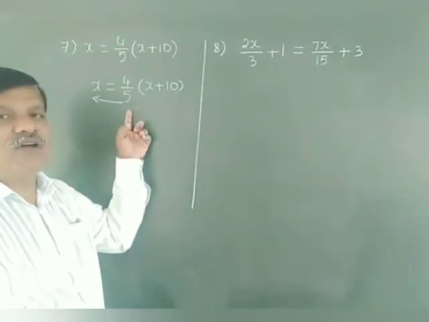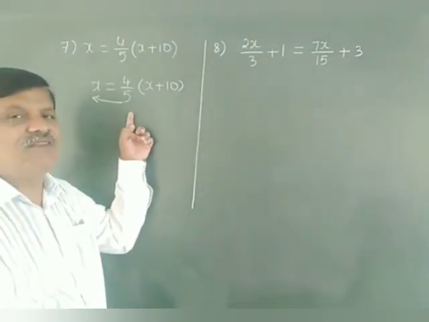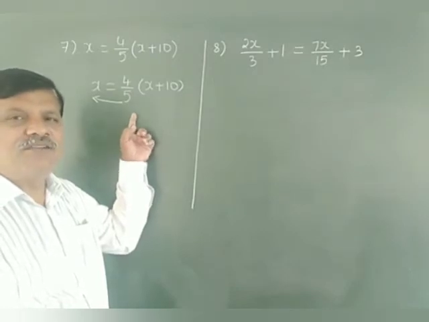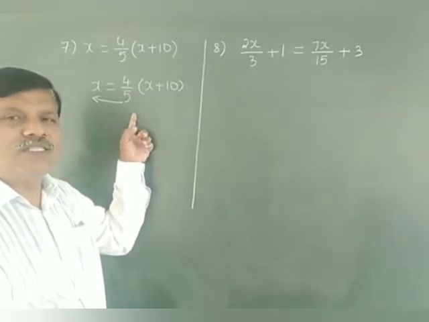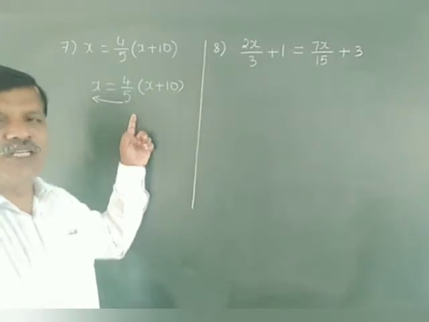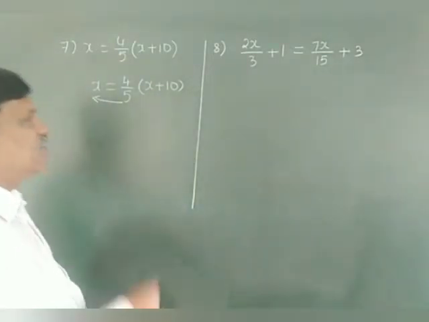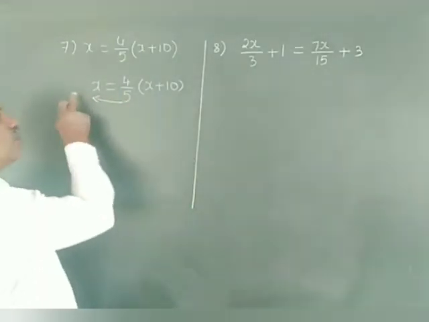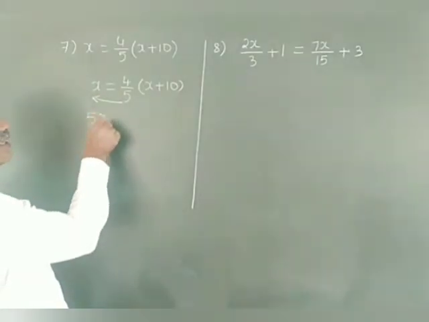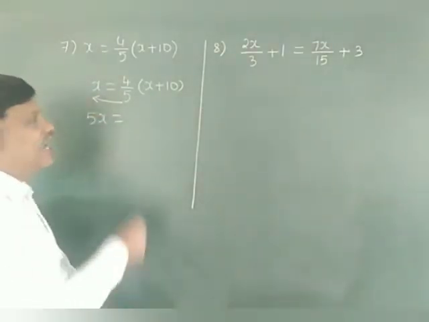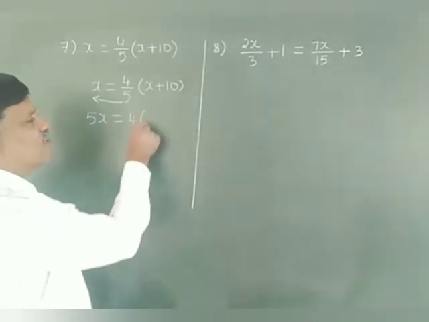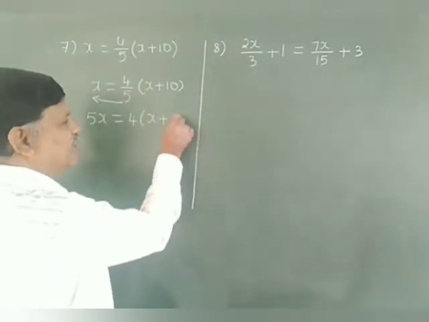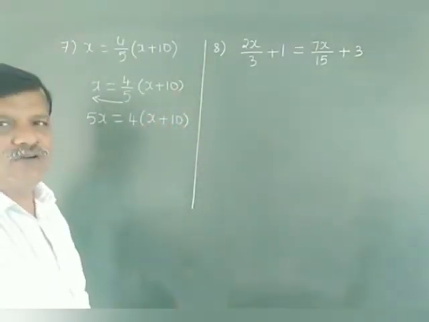Now 5 is in what? Denominator. That means 5 is in division. When a number in division is transposed from one side to another side, it goes in what? Multiplication. Therefore, when we take 5 to LHS, it becomes what? 5x. And then we have in RHS 4 into x plus 10. Got it?